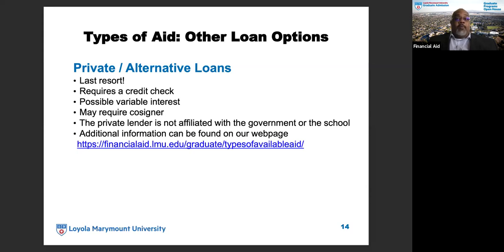We provide a website for you to be able to search for private loans that you may be eligible for that has a list of different lenders that you may be able to look through in order to find information about those loans. Those are available on our website at financialaid.lmu.edu/graduate/types of financial aid.